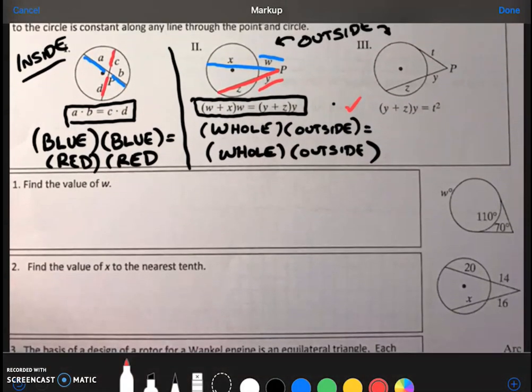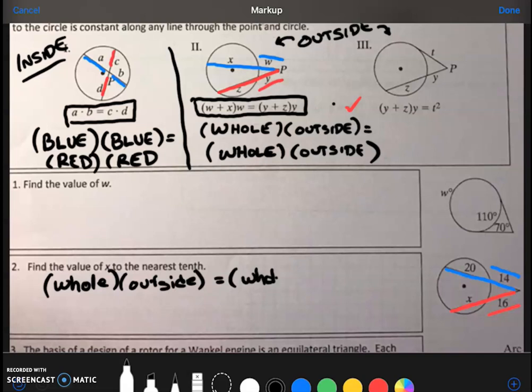We're going to do number 2. Find the value of x. X here is right here. I'll use red. It is a segment length, so we're not dealing with angles and arcs. So what I'm going to do here is use colors. You don't have to use colors, but basically this whole line times the outside portion in blue is equal to this whole line in red times the outside portion in red. And then that would be the equation. So I'll just rewrite that again: whole line times the outside portion is equal to the whole line times the outside portion.